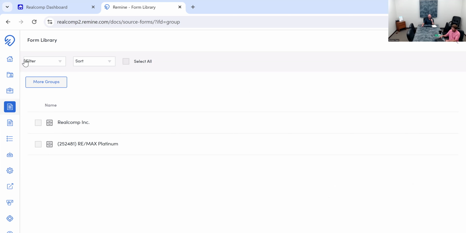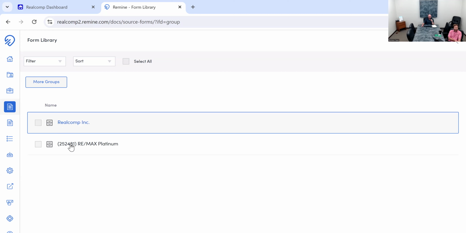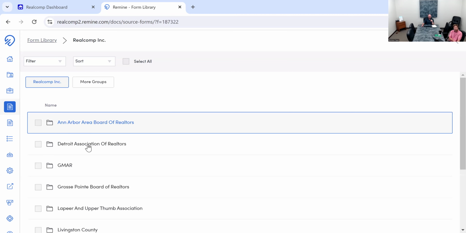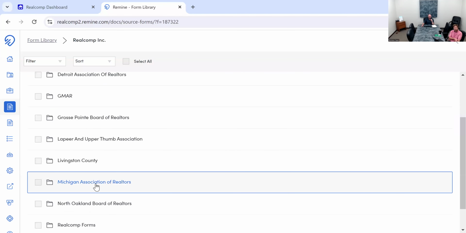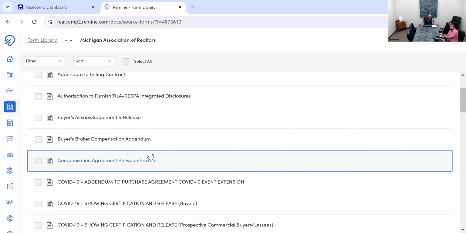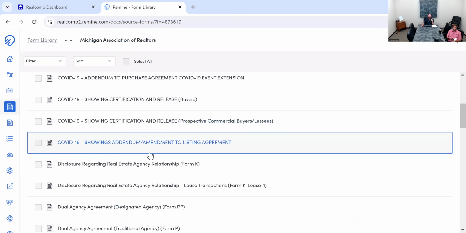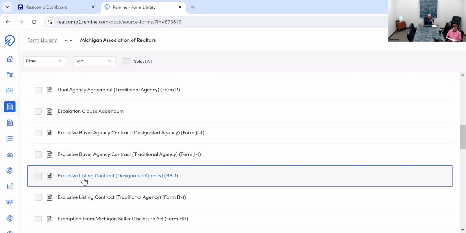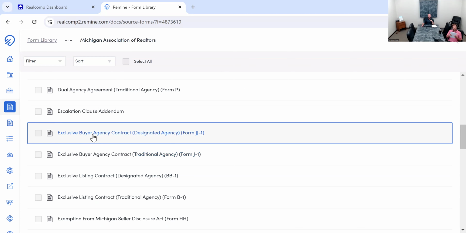So when you're in Remine, over here you have the forms tab on the left, and it's going to be in the Real Comp filing cabinet. It's not a Remax Platinum form. So in the Real Comp filing cabinet, and then in the Michigan Association of Realtors folder, that's where all of the new forms are. I believe they're all currently updated. And that includes both Form BB, which is what we're going over today, and JJ, which is what will be next week's class when we go over the buyer contract.